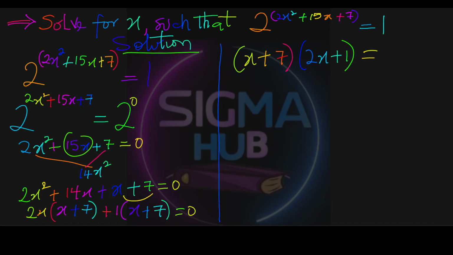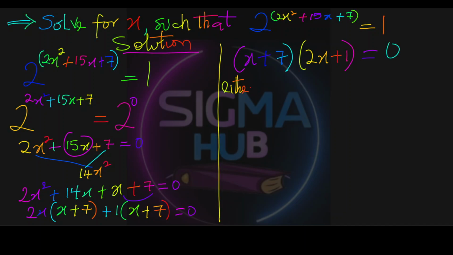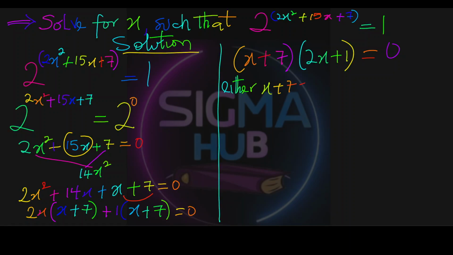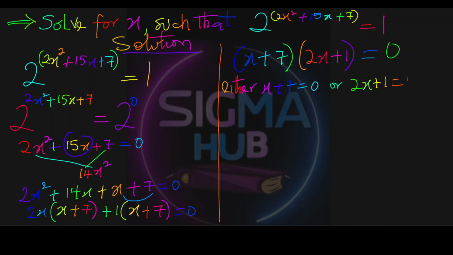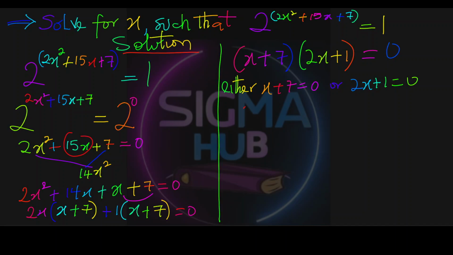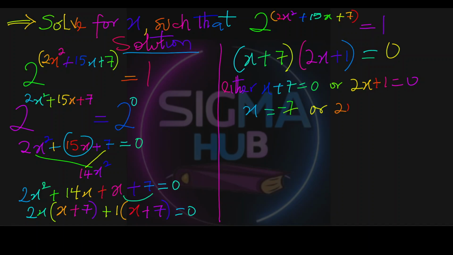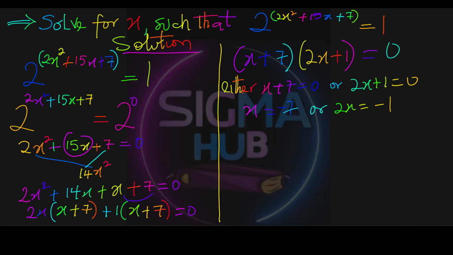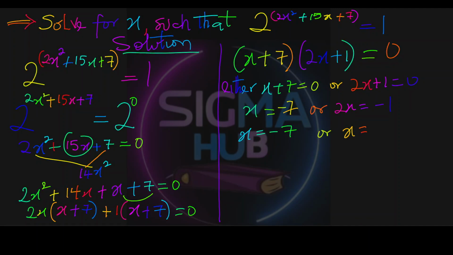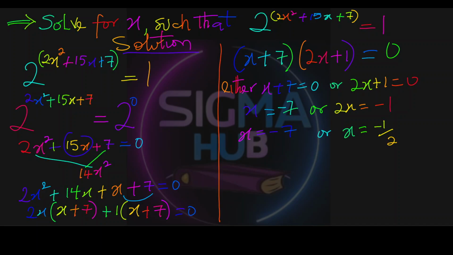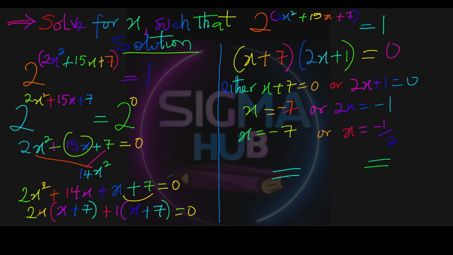Everything equal to 0. Either x plus 7 equal to 0 or 2x plus 1 equal to 0. That is either x equal to minus 7 or 2x equal to minus 1. So we have x equal to minus 7 or x equal to minus 1 over 2. So these are the values of x: minus 7 and minus 1 over 2.